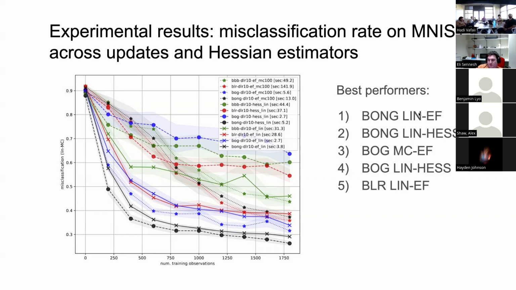The takeaway from this plot is that the best performers are all the approaches that use a single iteration per new observation. So we're not losing anything by only doing one iteration per observation and getting rid of the KL term and all of that nice stuff. Also, the linear approximations, both with the Hessian and with the empirical Fisher, are doing a really good job at getting a lower misclassification rate very quickly, on the scale of a few hundred training samples.